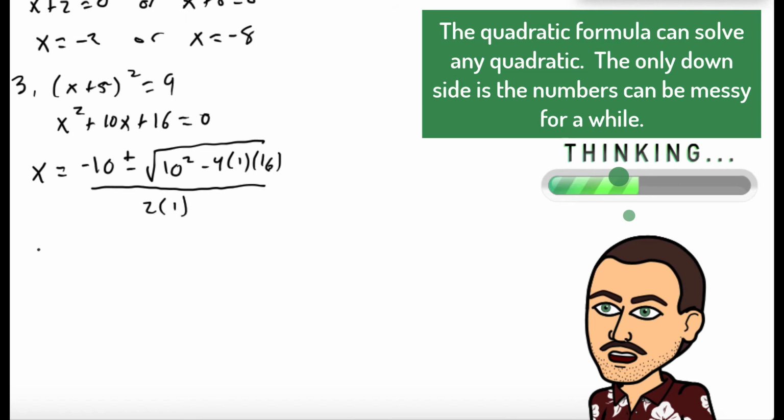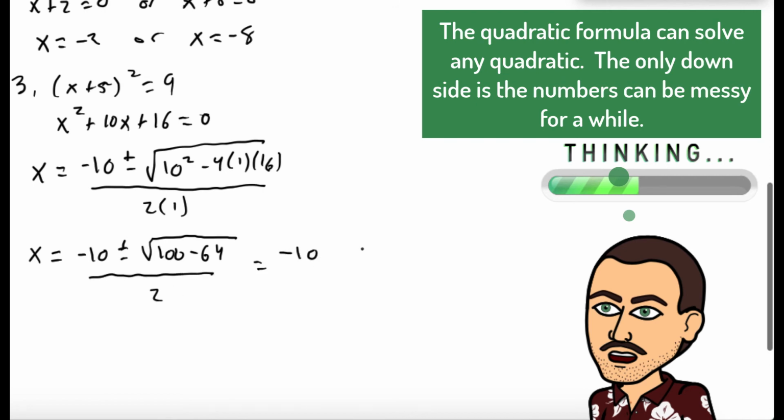All right, now let's clean this up a bit so we can figure out what these values are. So that's negative 10 plus or minus the square root of, well, 10 squared is 100, and 4 times 1 times 16 is 64, over 2, which is equal to (-10 ± √36) / 2. So that's (-10 ± 6) / 2. And now we're ready to write out what this is.